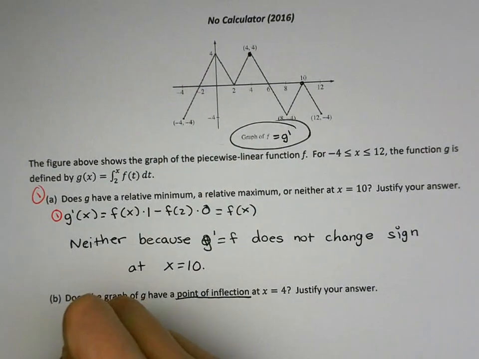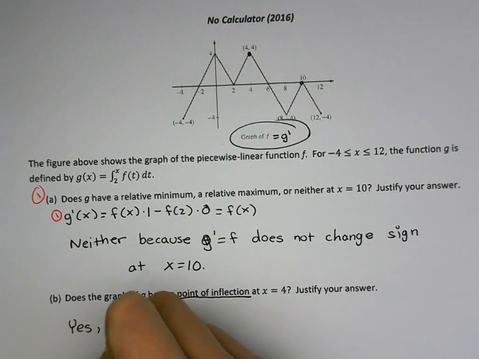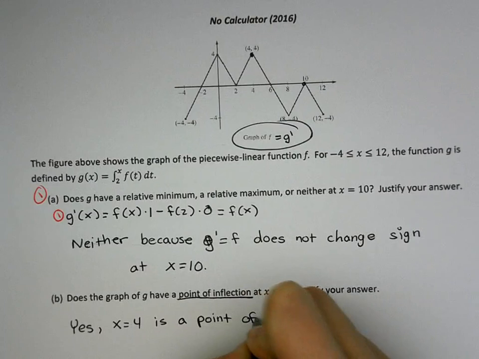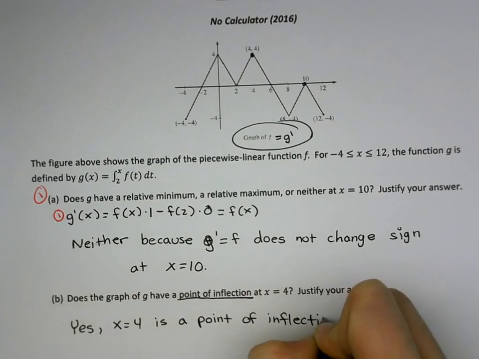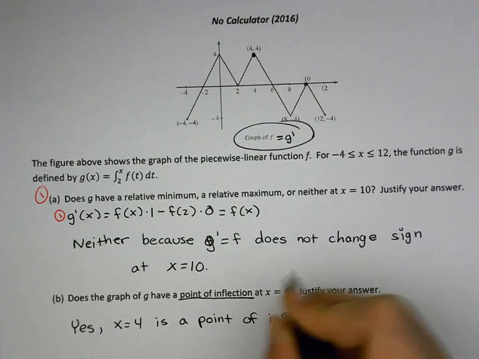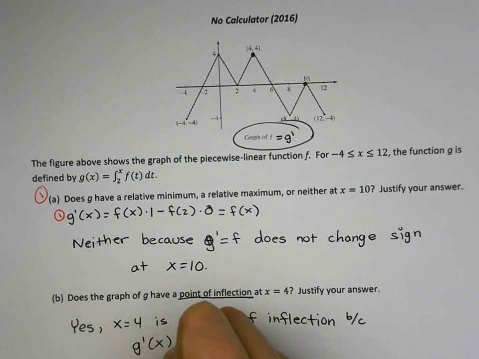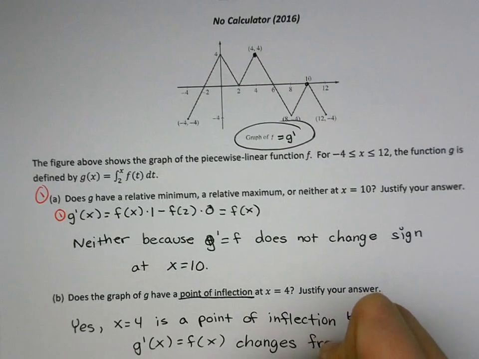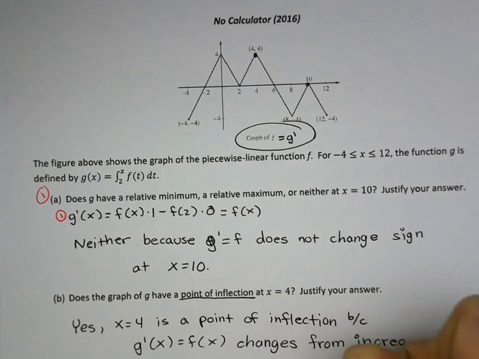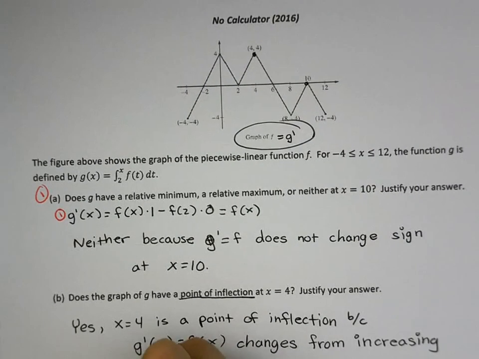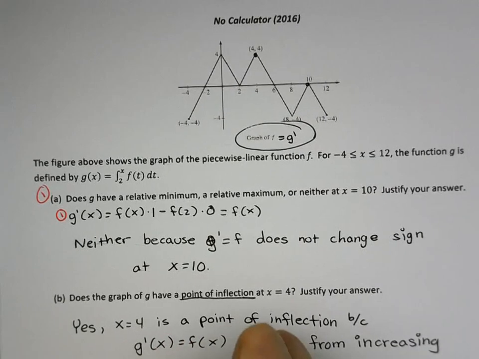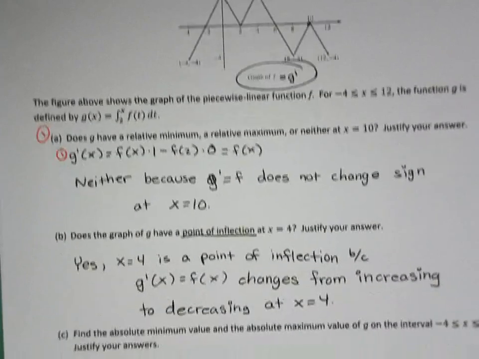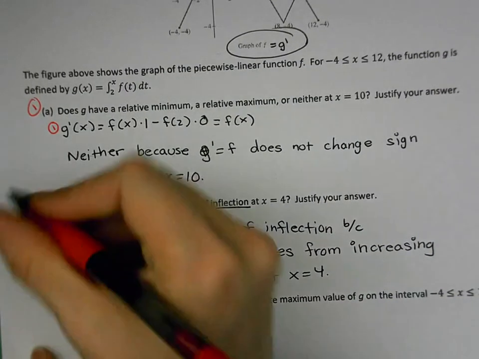x equals 4 is a point of inflection because G prime, which is the same thing as F, changes from increasing to decreasing at x equals 4. Okay, and that one was another point for your answer with justification.